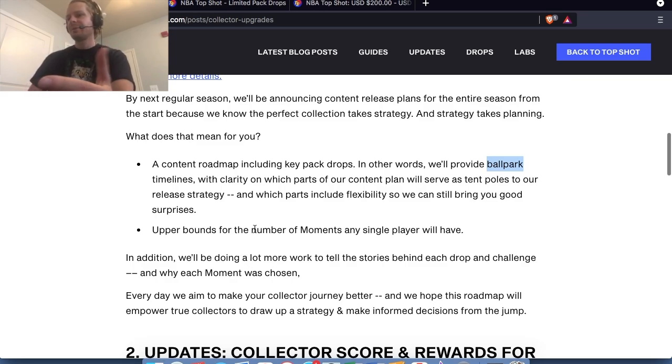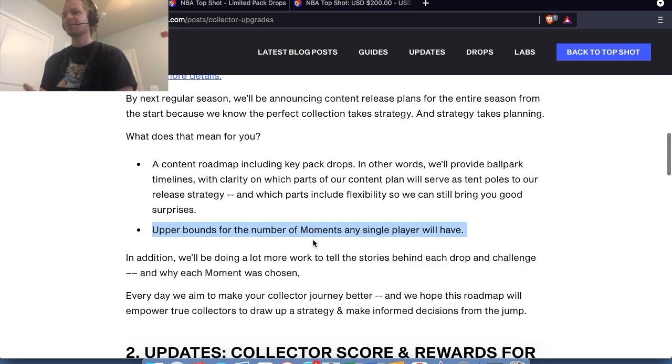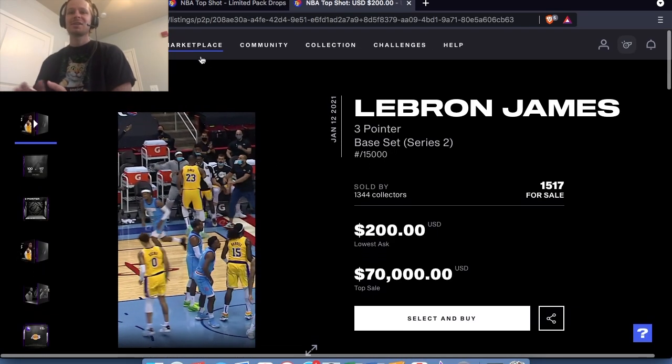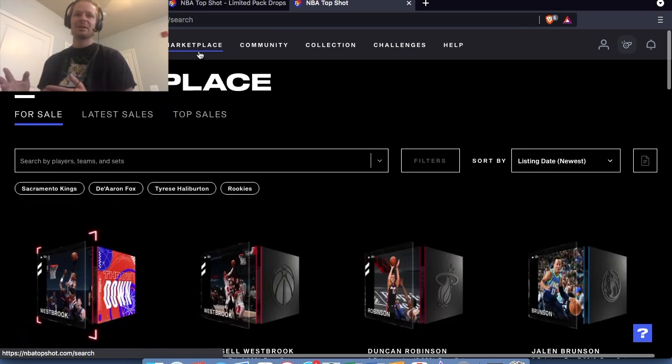But the biggest thing here is the upper bounds for the number of moments any single player will have. So I believe Giannis, actually, let's come to Top Shot and check out how many Series 2 moments Giannis has so far. Because he's going to get a playoff moment. He might get even an Eastern Conference Finals moment. And then maybe even a Finals moment.